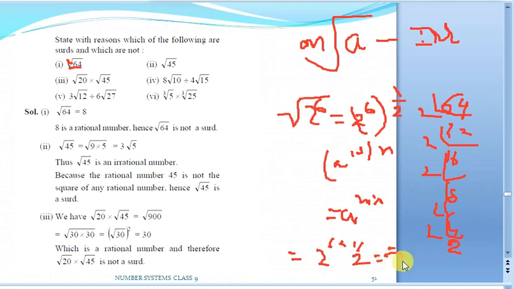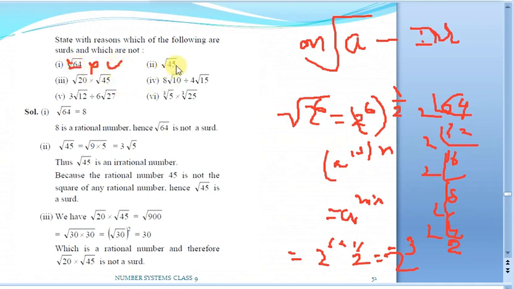So what is 2 power 3 actually? It is going to be 8. So even in this form, the entire result comes to be 8, which is rational. But our entire result has to be irrational to call it a surd. So that is why root 64 is not a surd. That is the answer for the first part.